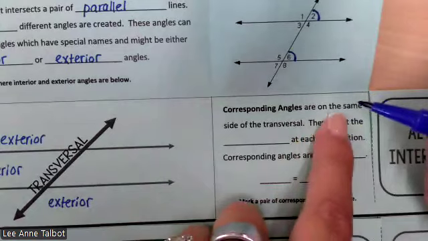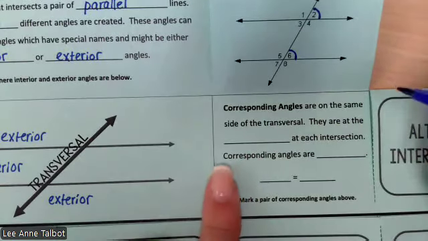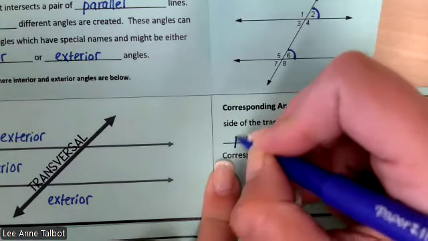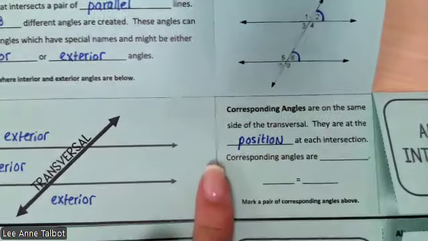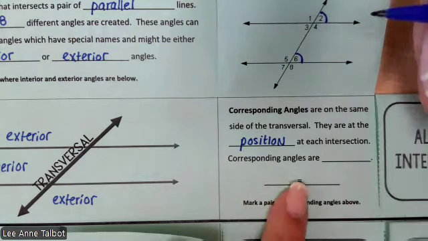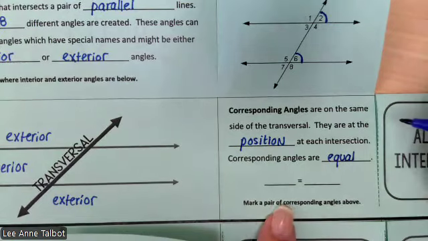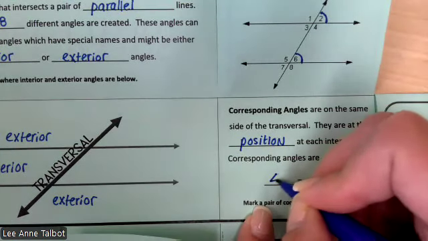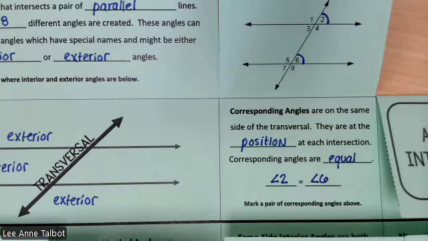Okay, corresponding angles are on the same side of the transversal. They are at the same position at each intersection, meaning that where it crosses, corresponding angles are equal. And then we chose angle 2 and angle 6. So that symbol is angle. So you say that word angle in your mind when you see that symbol.